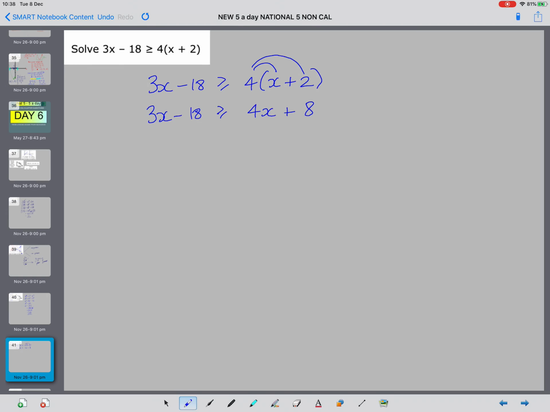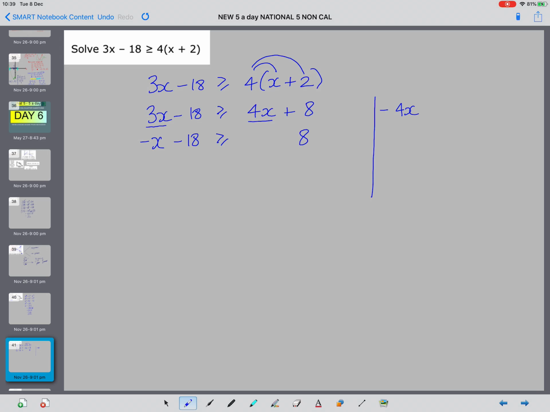I'm just going to do a wee working line here so you know what I'm doing. You can do this several ways. I think I'm probably going to take away the 4x. It's going to be easier for you to understand. So I'm looking at this 3x and this 4x, and I'm going to take 4x away from both sides. Okay, if I do that, I get negative x, nothing happened to the take away 18, is greater than or equal to 8.